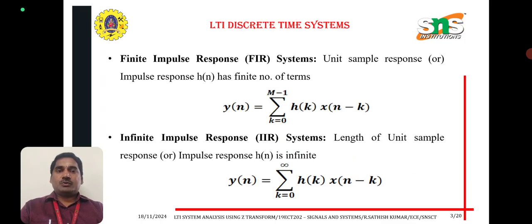Finite impulse response FIR systems: unit sample response or impulse response h of n has a finite number of terms. Y of n is equal to summation k is equal to 0 to M minus 1 h of k into x of n minus k. Infinite impulse response IIR systems: the length of the unit sample response or impulse response h of n is infinite. Therefore, y of n is equal to summation k is equal to 0 to infinity h of k into x of n minus k.